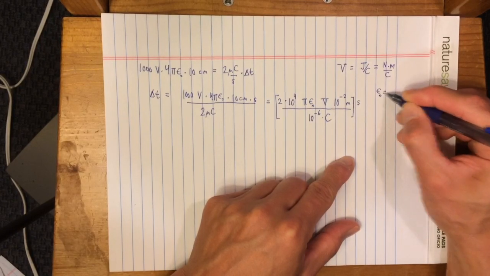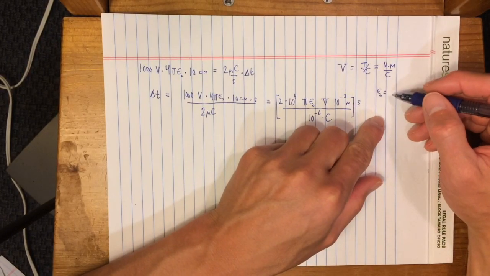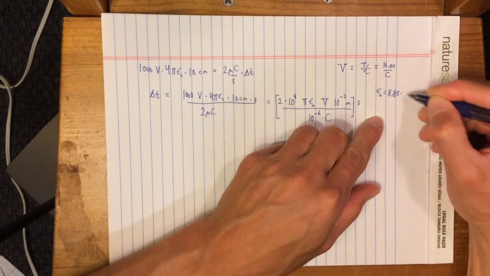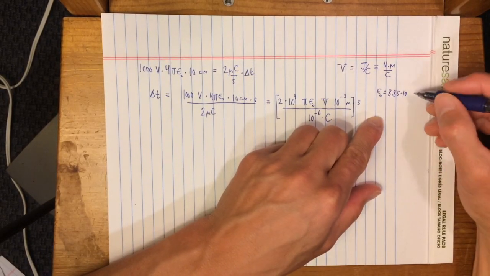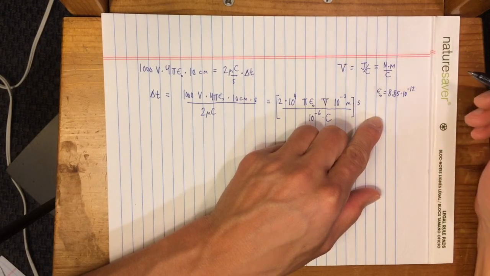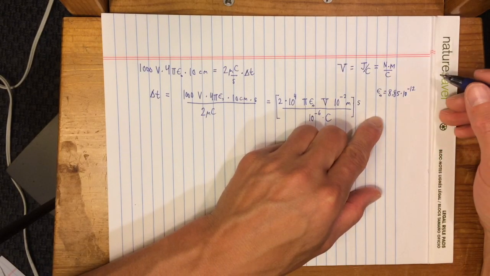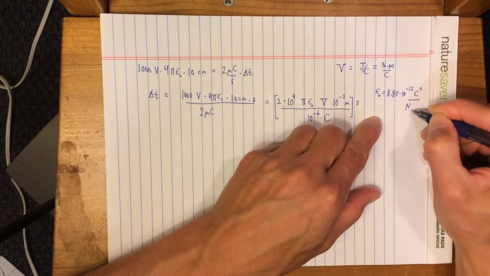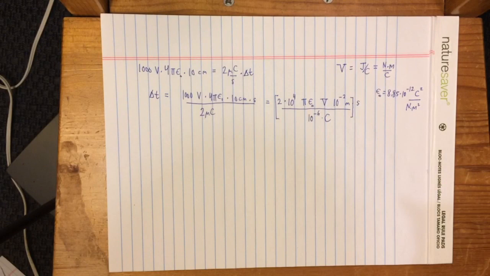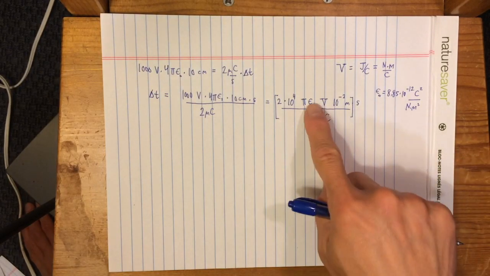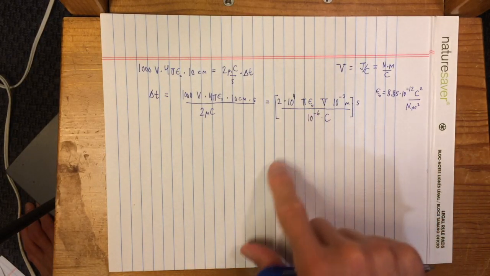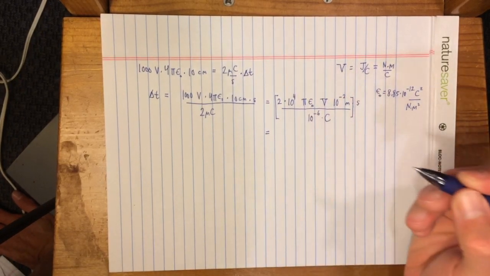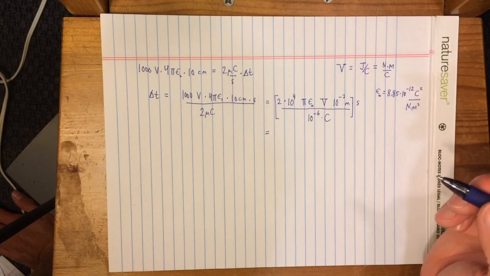Epsilon 0 is 8.85 times 10 to the minus 12. And then the units are coulomb squared per Newton meter squared. So coulomb squared per Newton meter squared. So I can put this epsilon naught in there, and pi I know. The volt I just... So let's go ahead and do that.